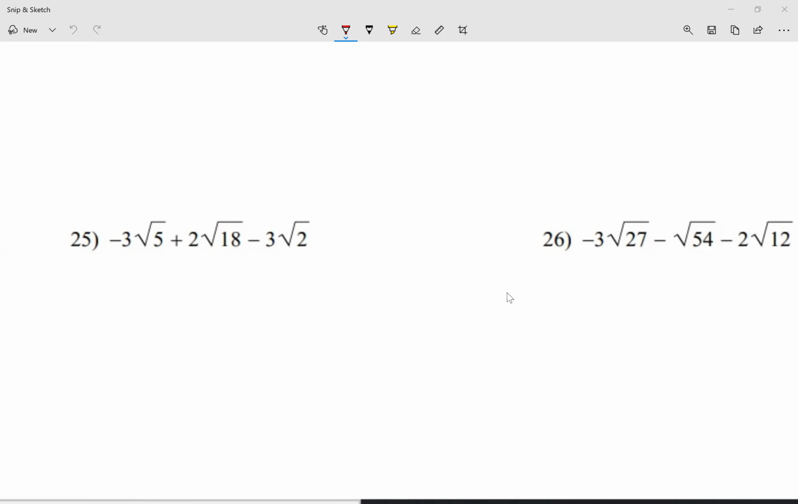Okay, so for today we're going to be learning... We talked about already how to simplify radicals. So today we're going to be learning how to add and subtract radicals.